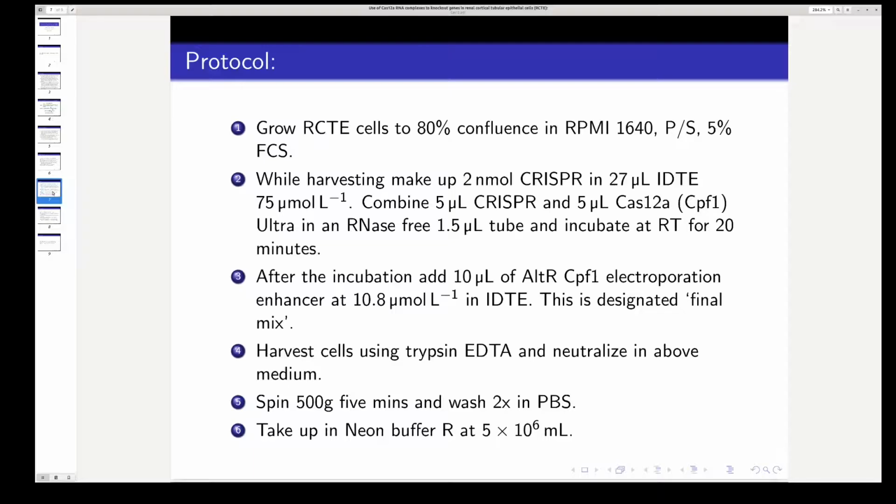Okay, so you've got your Cas12a, you've got your CRISPR, and you've got some electroporation carrier in this tube. And you're just going to add your cells to this. So we have to harvest the cells using trypsin EDTA and neutralize the media with fetal calf serum. Then we spin about 500 g for 5 minutes and wash 2 times in PBS. You'd want to be quite gentle with the cells. And then count them and take them up in Neon buffer R at 5 times 10 to the 6 per ml. And the cells are quite cloudy. It looks like milk actually. There's a lot of cells in there.